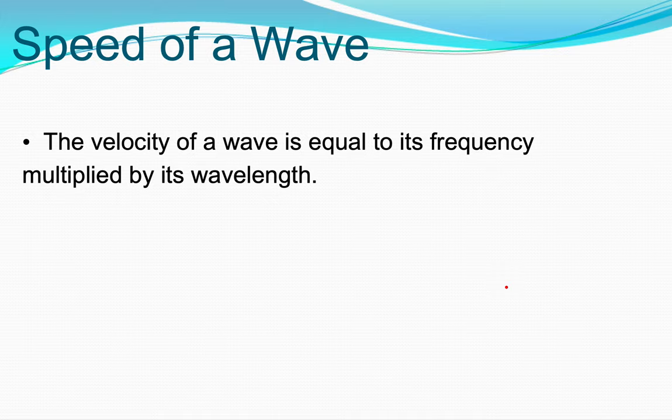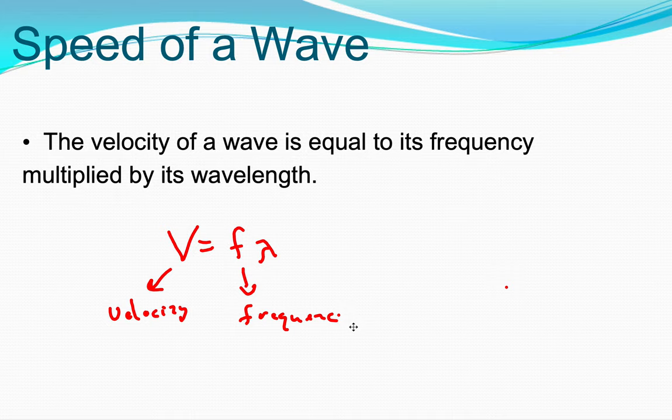So I'm going to give you this equation, but I wanted to show you that before I give you this equation. The velocity of a wave is equal to its frequency, F is frequency, times its wavelength. Remember, lambda is wavelength. So the velocity is equal to the frequency of the wave times the length of the wave.